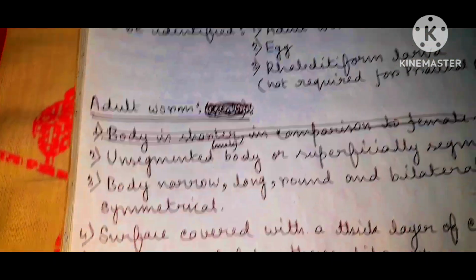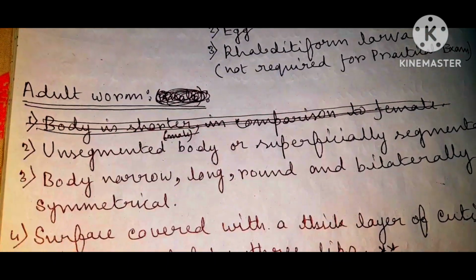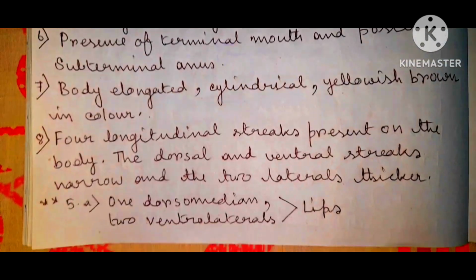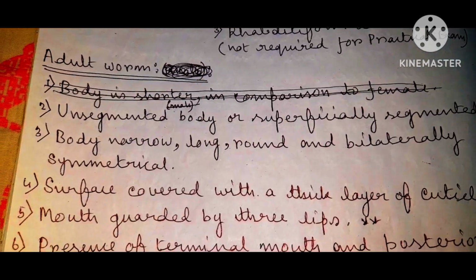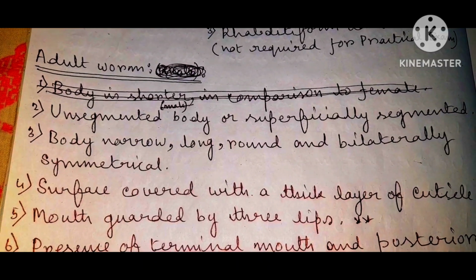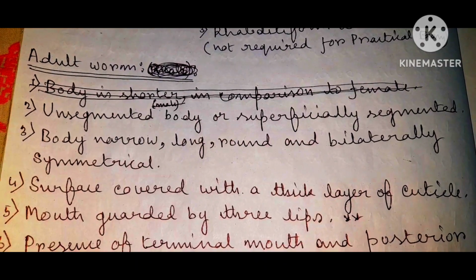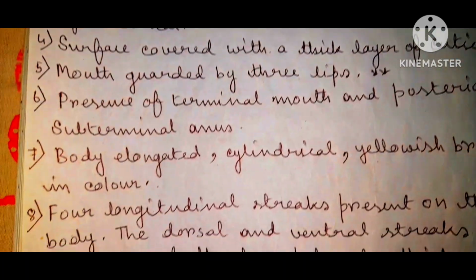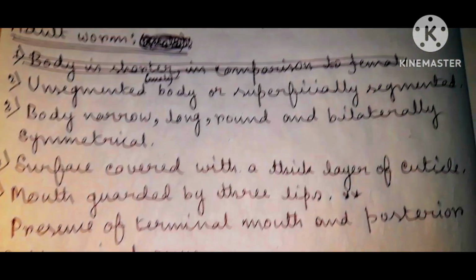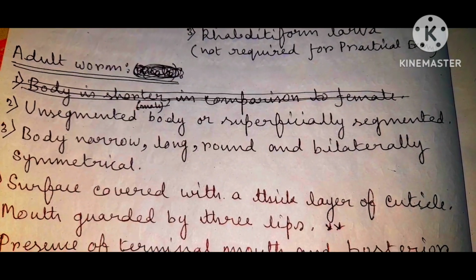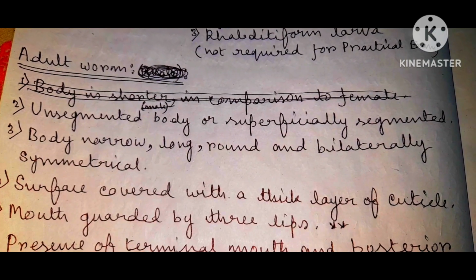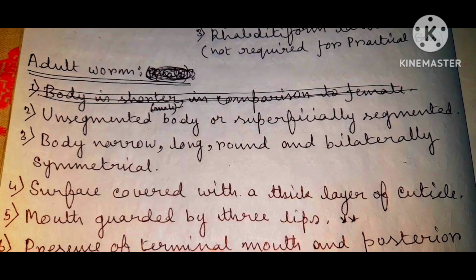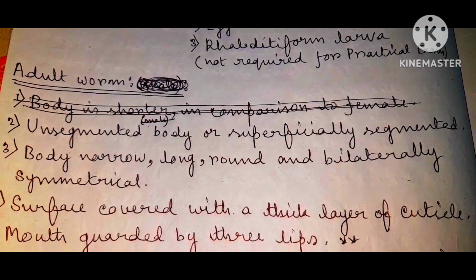Now come to identifying characters of adult worm. These identifying characters are common to both male and female Ascaris. Okay. If you found adult worm male, then first mention all of these characters, then you can mention the sexual dimorphism character between male and female. So, identifying characters of adult worm of Ascaris lumbricoides.